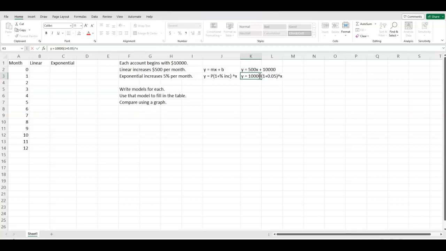All right, now that we have our general models, we can put that over in our table. For the linear model, cell B2 is going to represent the amount in month 0. We know in our equation, y is the ending amount. So I'm just going to start with equals 500 times the month, right? x is the number of months. So I'm going to use my cell reference for A2, and then I'm going to add 10,000. Because I'm using a formula, I start with the equal sign. I use the little snowflake, if you will, as multiplication, and I'm using the cell reference. Now, when I hit this, it gives me 10,000, and that's how it should be because it's month 0.